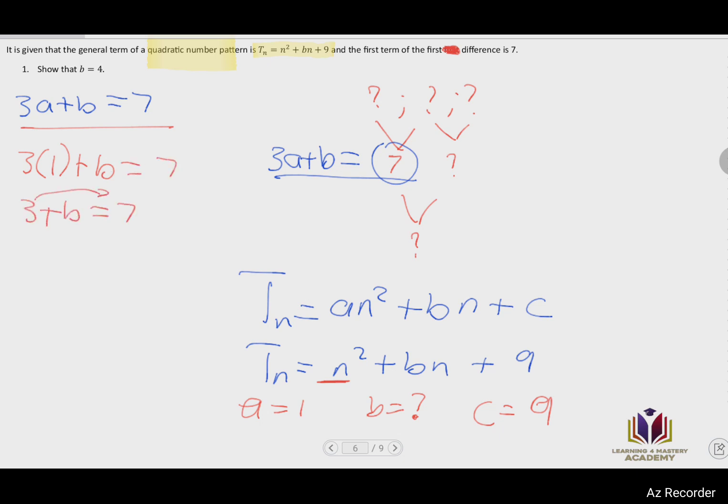We transpose the 3 to the other side. B is equal to 4. Right? And that's exactly what they asked you to prove. They said show that B is equal to 4. And we just did that. Okay? So this is how you would work out this question.